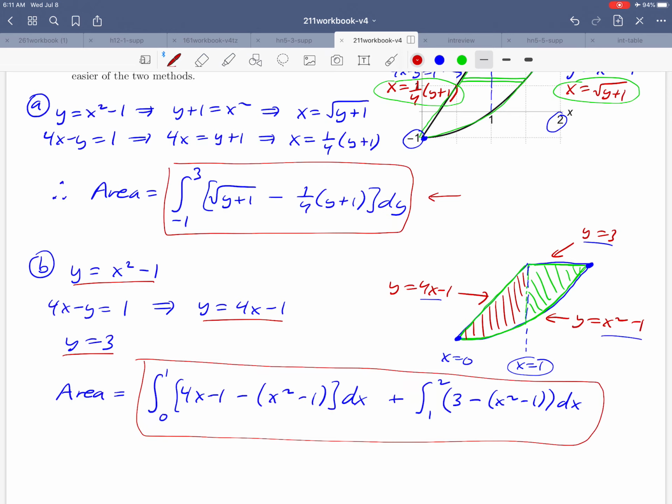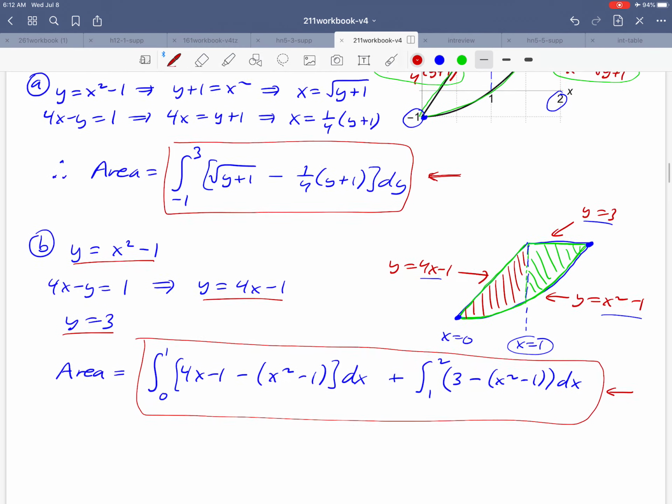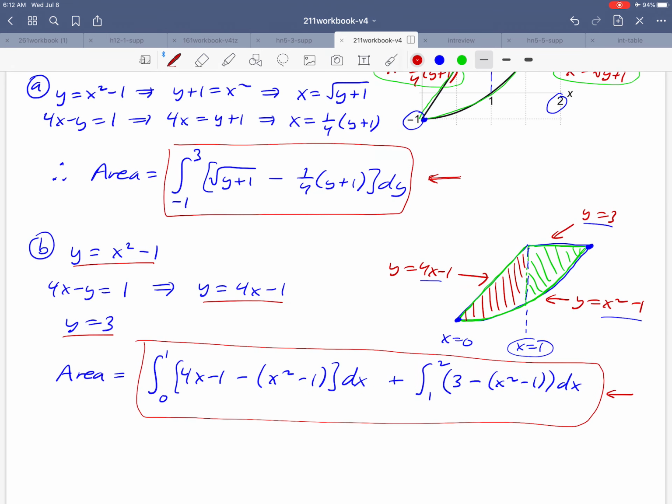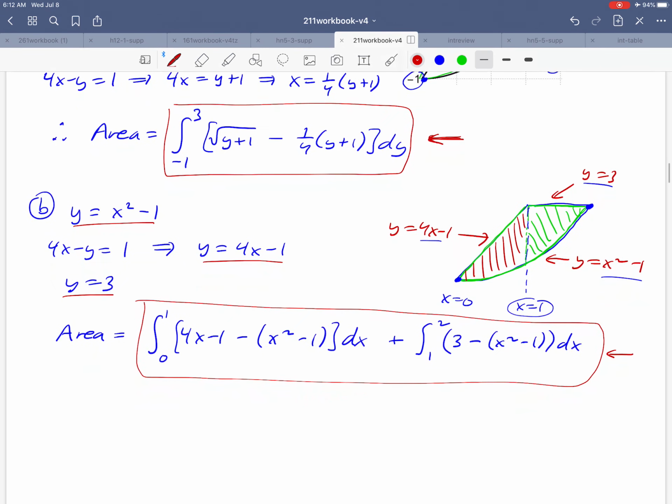Up here, this might be advantageous because there's just one integral to calculate, not two. But on the other hand, that one integral involves a square root and a fraction. Down here, we do have to calculate two integrals, but the advantage is that the things in the integrals look a little bit easier to calculate. So it's kind of up to you which way you think might be the easier way to go. I'm going to just pick one of them and choose the integral that we did in part A, just because there's one integral there, and see if we can do that to find our area.